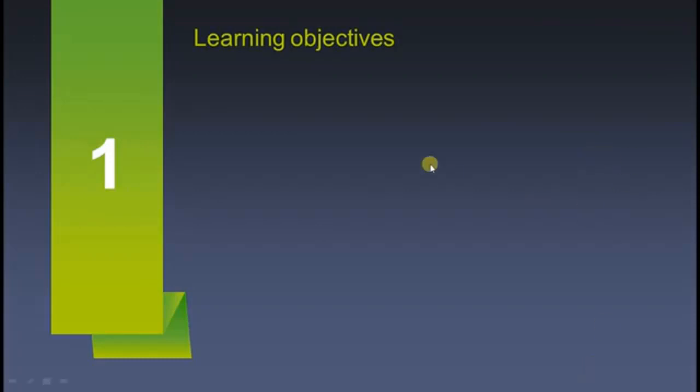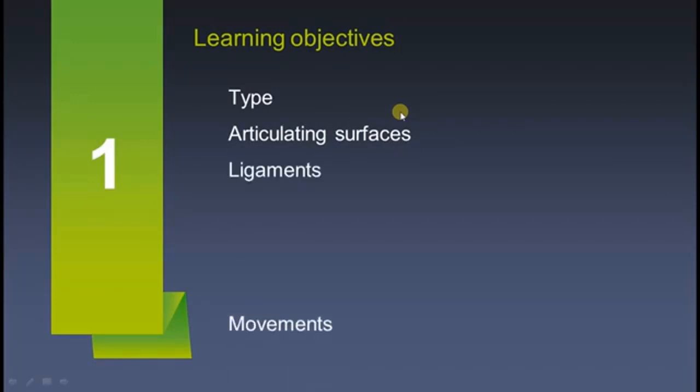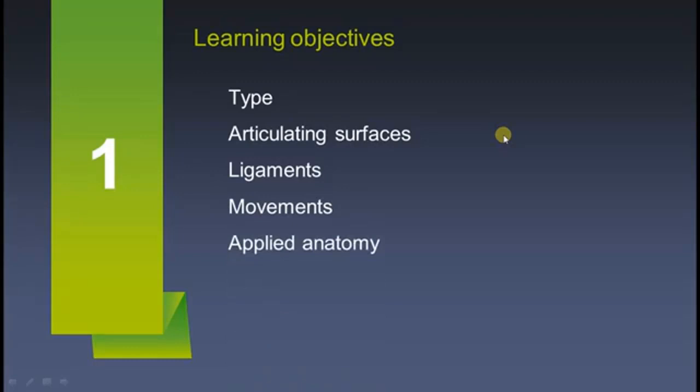Naturally, for any joint we will be discussing the type of the joint, followed by its articulating surfaces, then ligaments or capsule, followed by the movements permitted in this joint or performed by this joint, and naturally the muscles which are producing these movements, followed by the relations of the joint, nerve supply and blood supply, and finally the applied aspects.